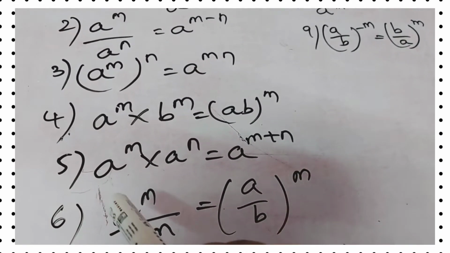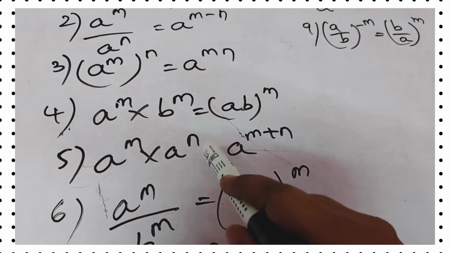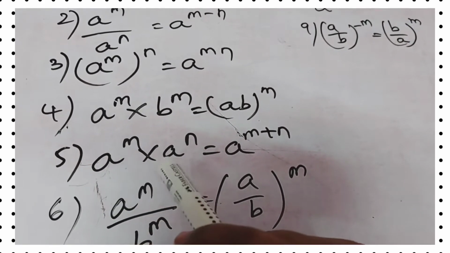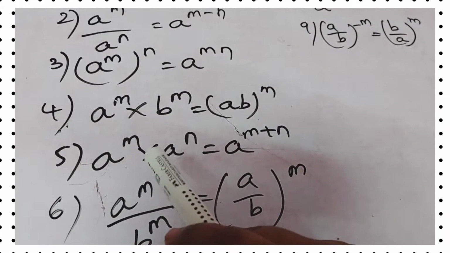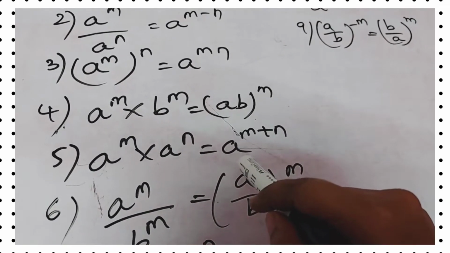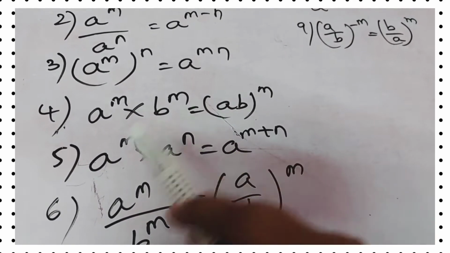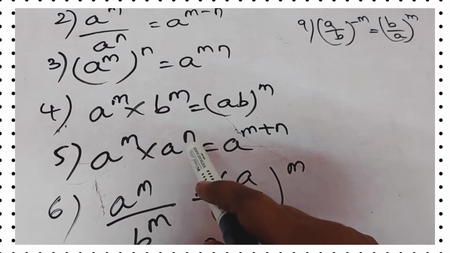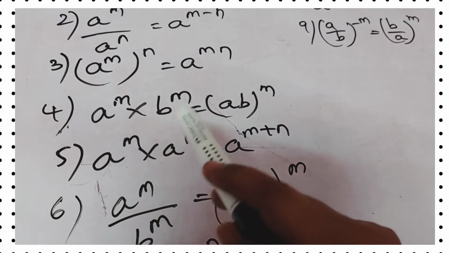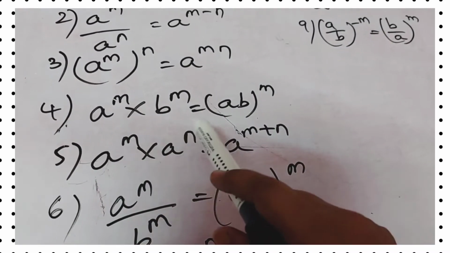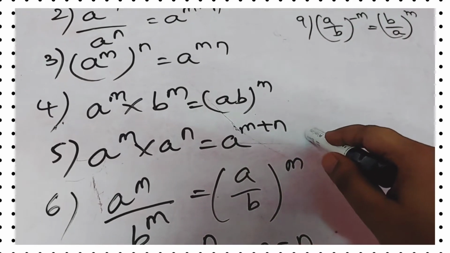Okay, so a to the power of m into a to the power of n. How do you write this? a to the power of m is here, a to the power of n is here. So again you take a common. When the bases are same, the exponents should be added. So here the bases are same, so you write m plus n.